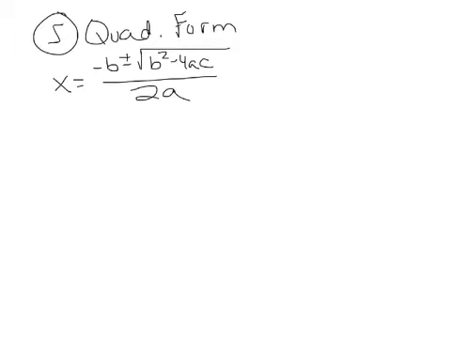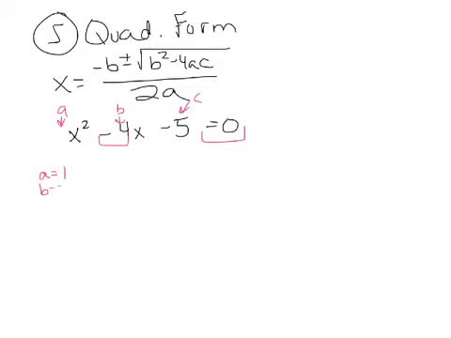Where it gets the a, b, and c from is that if I look back at the x squared minus 4x minus 5 equation equal to 0, you have to have the equation set equal to 0. The a value is always in front of the x squared, b is in front of x, and the c value is always at the end. Be careful with signs. That's the most common problem with the quadratic formula.